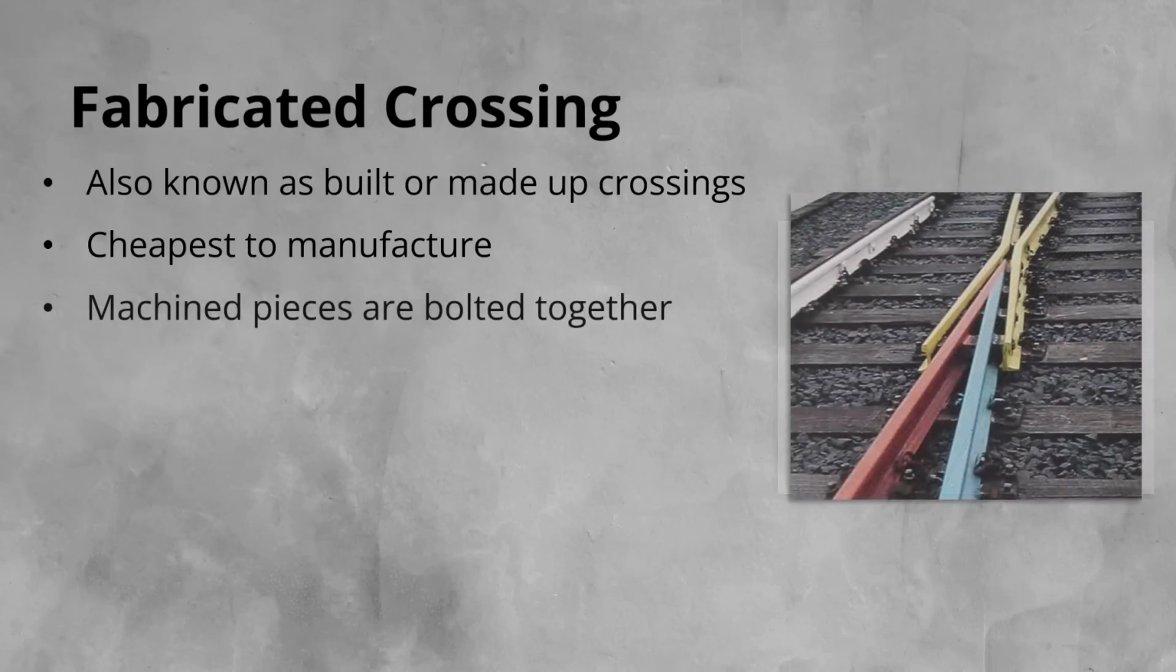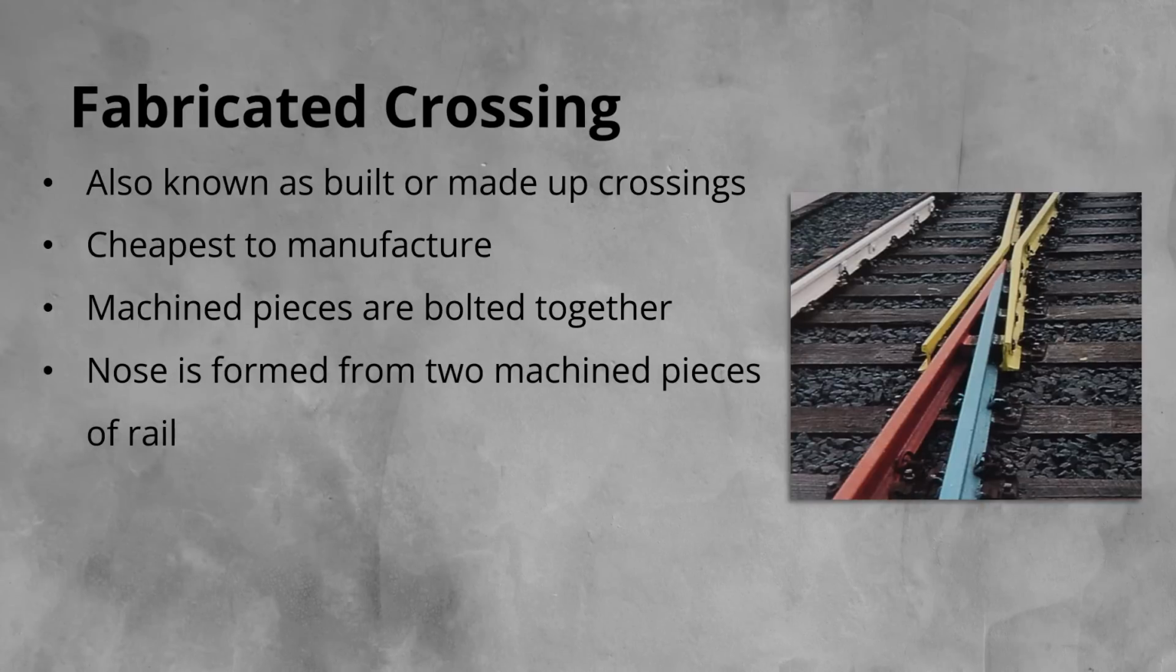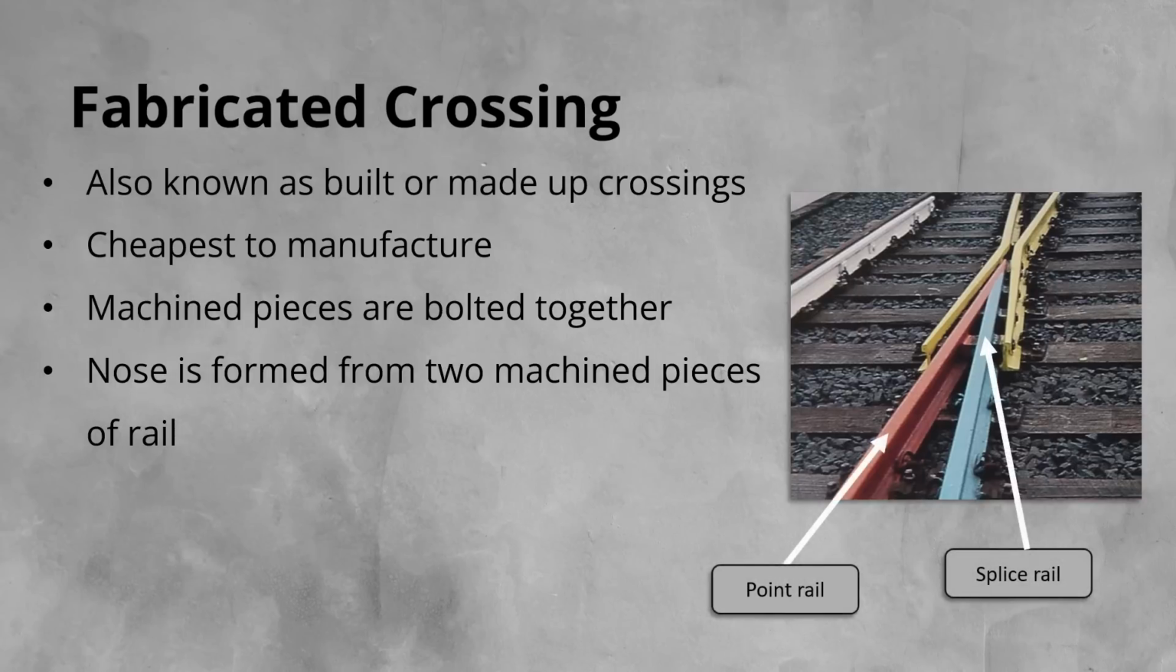The crossing is constructed from 4 pieces of rail that are suitably bent and machined, then drilled and bolted together with high-tensile steel bolts. Multi-groove locking pins, or MGL pins, can also be used. Spacing blocks are used to create the flangeways in the crossing. The crossing nose is formed by 2 of the pieces of rail, one known as the point rail, the other as the splice rail. The point rail forms the actual top of the crossing nose. The splice rail joins the point rail back a little from the nose.